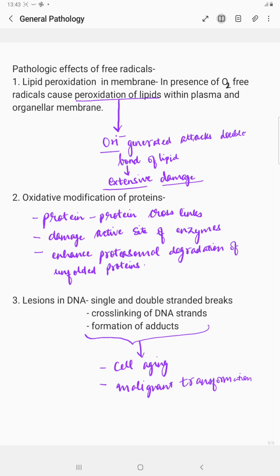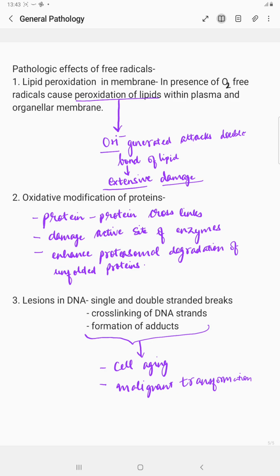The first effect is lipid peroxidation in membranes. In the presence of oxygen free radicals, there is peroxidation of lipids within plasma and organelle membranes, which leads to extensive damage of membranes. Next, there is modification of protein in the form of protein-protein crosslinks. The active sites of enzymes are damaged and there is enhanced proteasomal degradation of unfolded proteins.